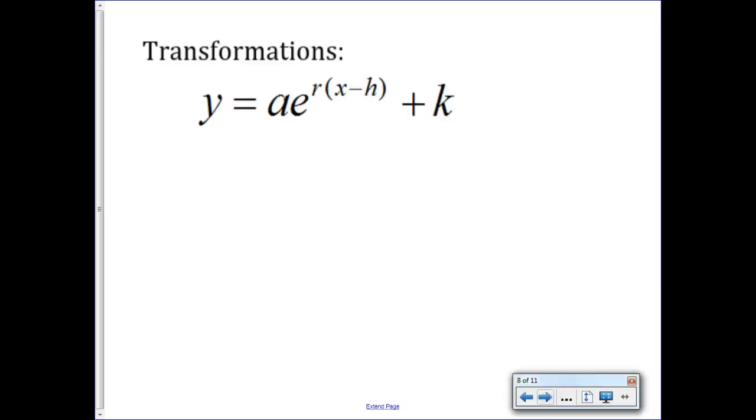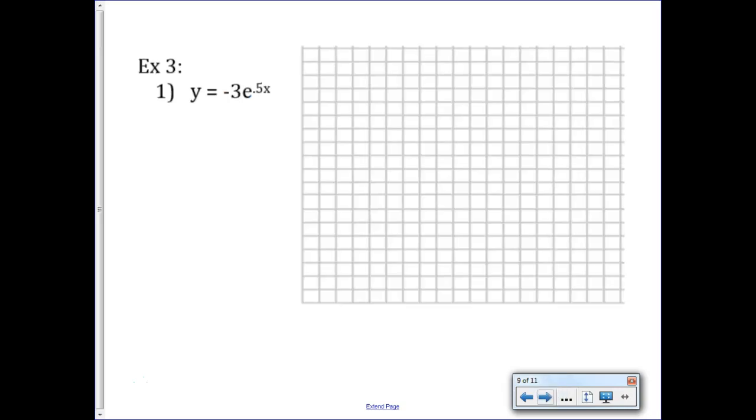All right, transformations. We have y equals ae to the r, parentheses x minus h, plus k. That h and k are going to move just like before. We're always going to have our parent function be our original ae to the rx, and then we'll move the h and the k. So here we just have y equals ae to the rx. So we don't have a transformation.